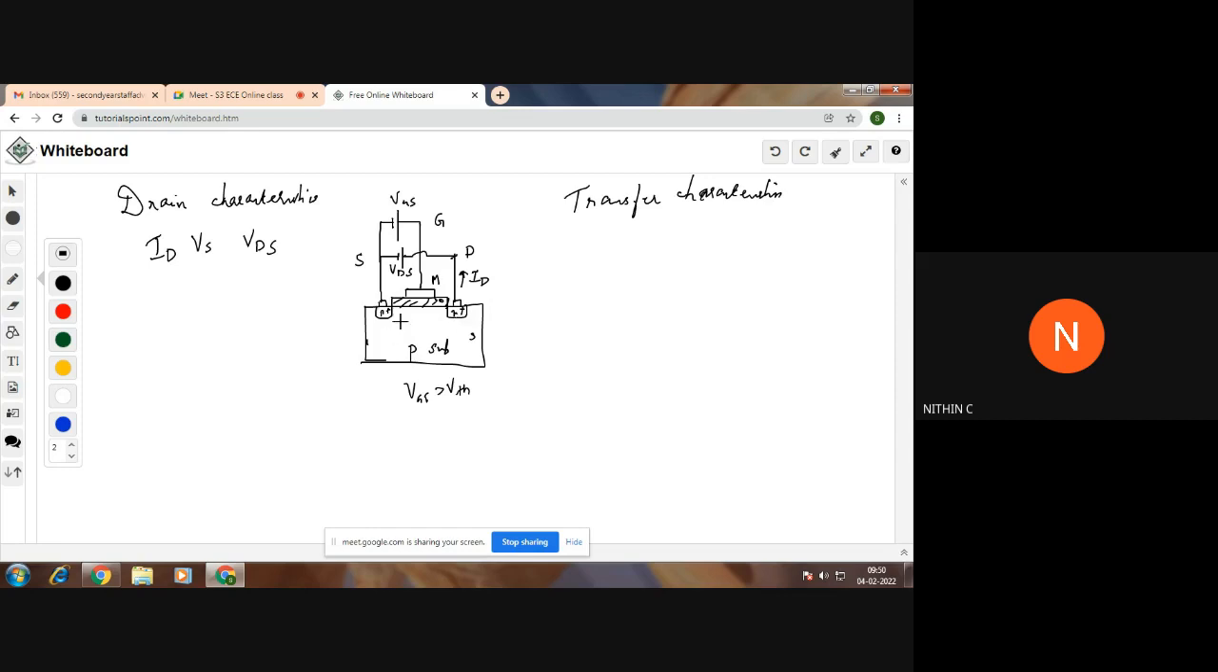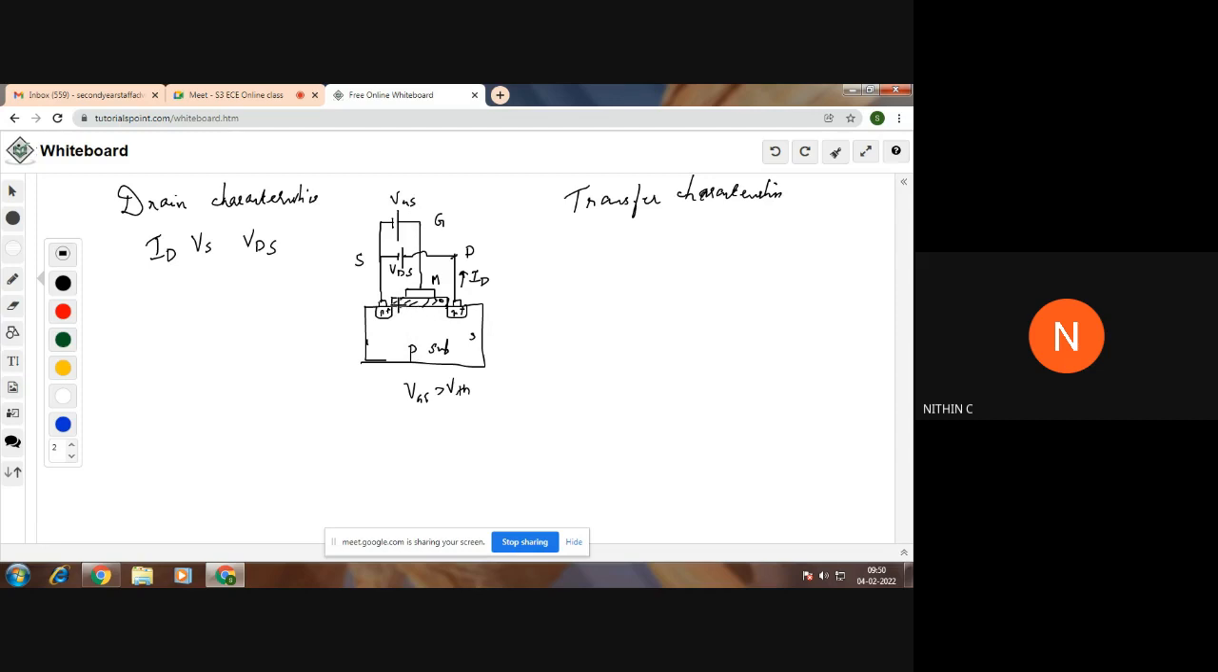So we need to have a channel over here. That channel can be created with the help of VGS. You know the different modes which are formed with the help of VGS. When VGS is less than 0, we have the accumulation mode. Accumulation mode means we will be having holes accumulated near the oxide-semiconductor interface. Then if you increase the value of VGS, you will get a depletion layer. Depletion layer means this region will be depleted of mobile charge carriers.